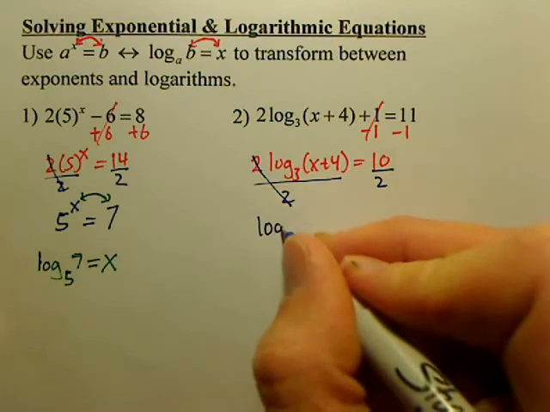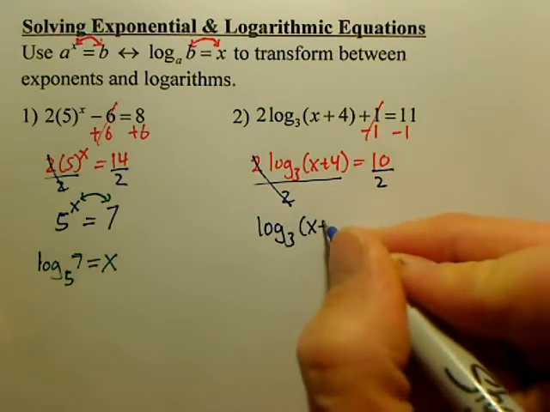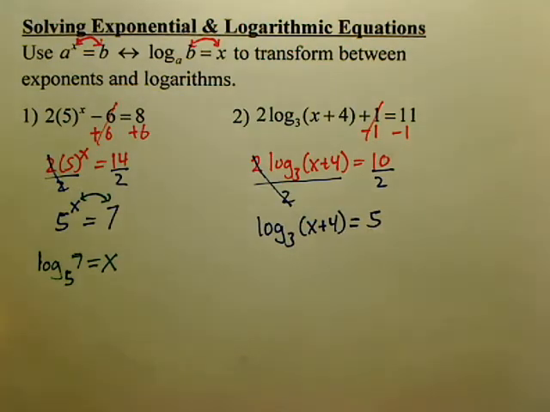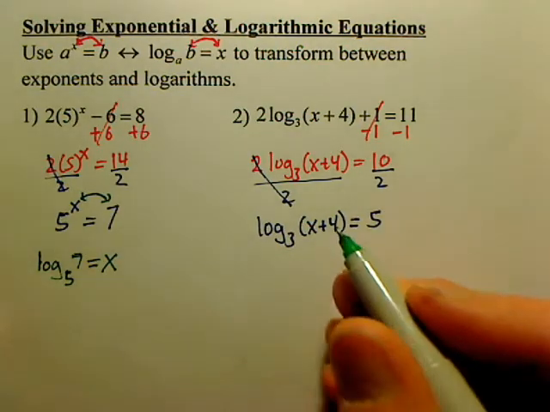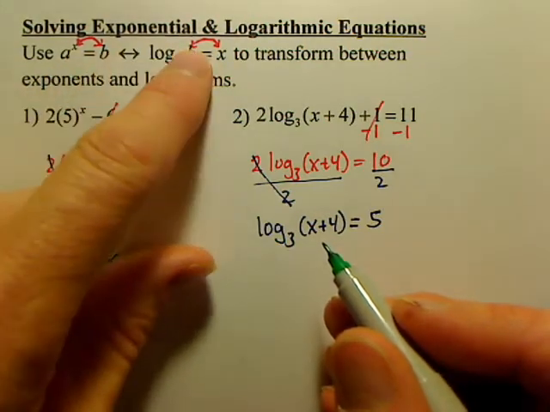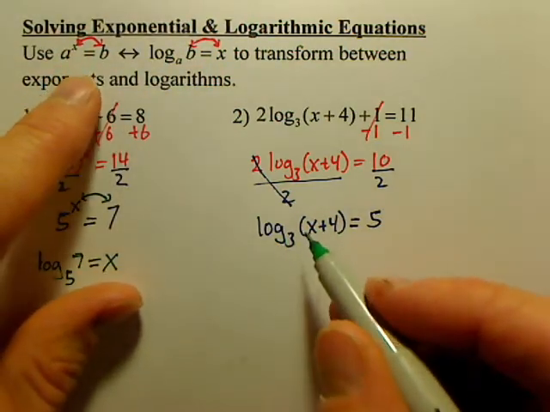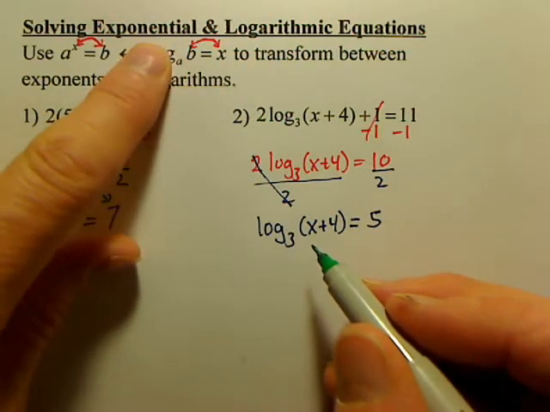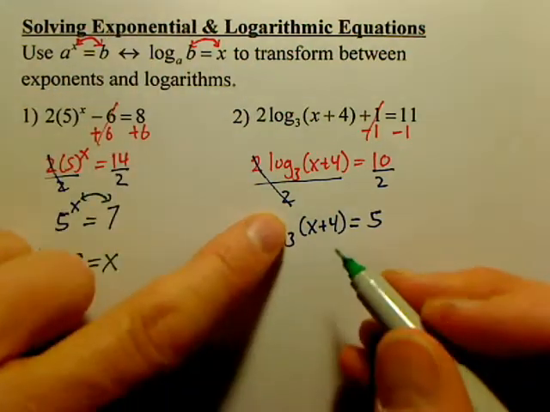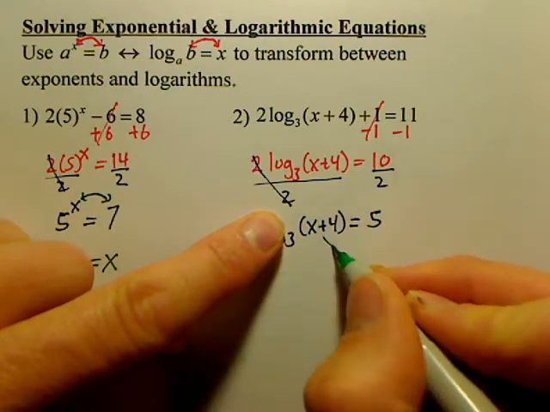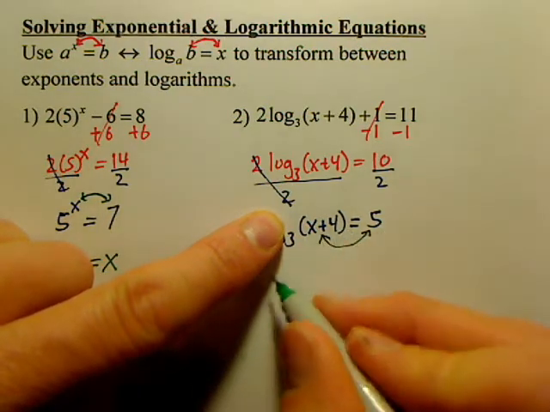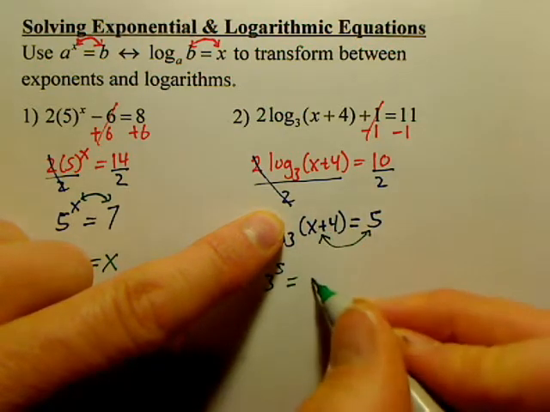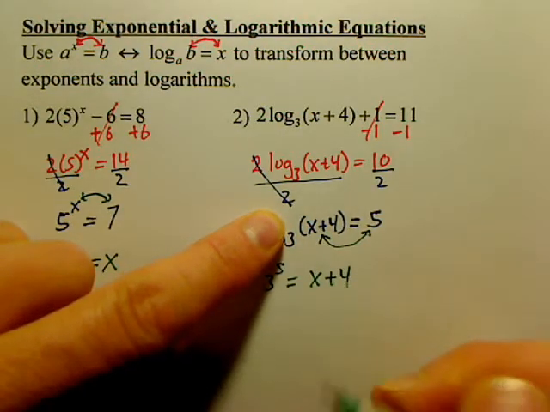I now have log base 3 of x plus 4 equals 5. All right, now what do? Well, I'm going this way from a log to an exponent because the log's by itself. So I got to drop the log and switch these two. See, I just dropped it and switched. So I now have 3 to the 5th power equals x plus 4.